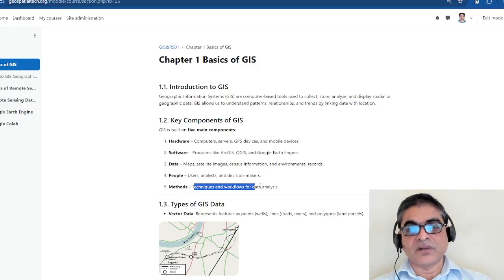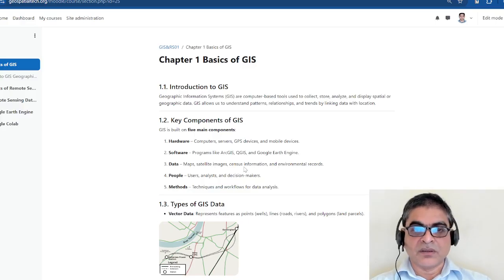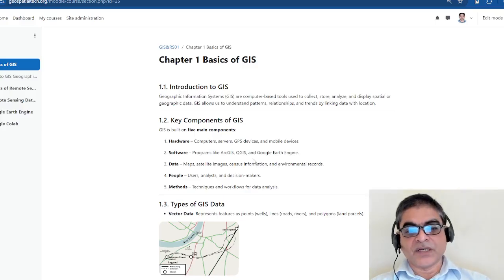And if this is vector data, the method is different. So these are the key 5 components of GIS. So it's logical. We need hardware, we need software, we need data, and we need method. And then finally, we need the people to use it. So this is about the key components of GIS.